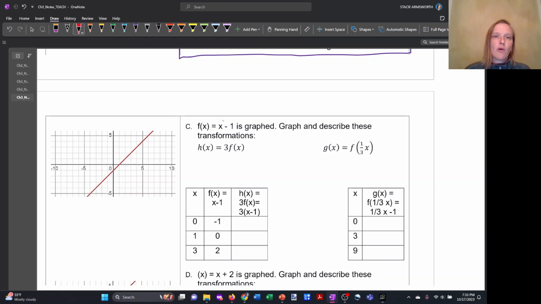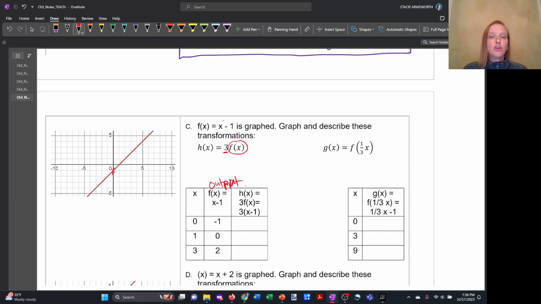Here I have the graph of f of x equals x minus 1. So my y-intercept is here at -1, and my slope is just +1. And here I have h of x equals 3 f of x. Notice that my multiplication happens after I evaluate f of x. So here I'm affecting the output values. I cannot spell output values.